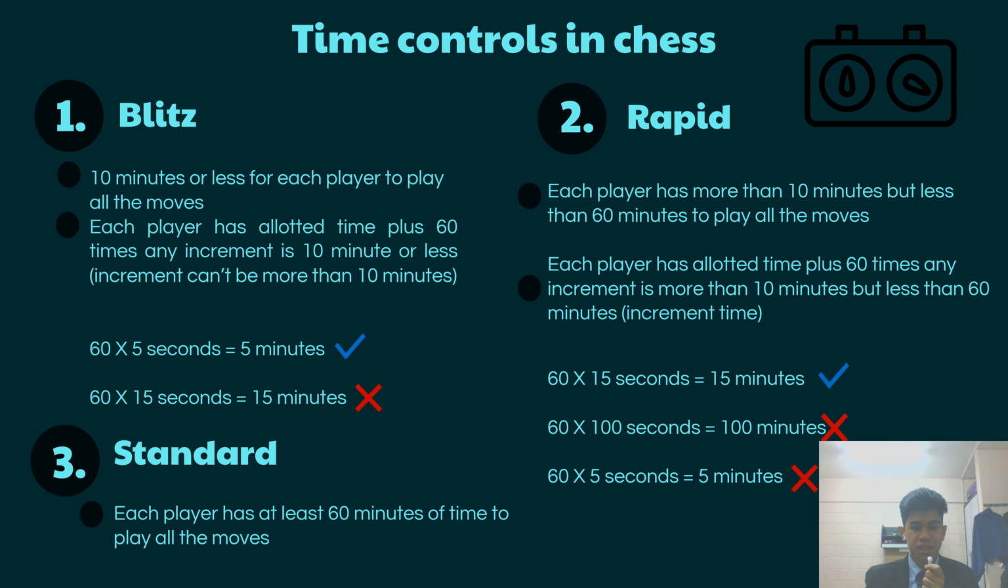And finally, we have standard. So standard, basically, all the players have at least 60 minutes to play all the moves. So it can be 90 minutes, 1 hour, 2 hours, and that is considered as the standard chess.